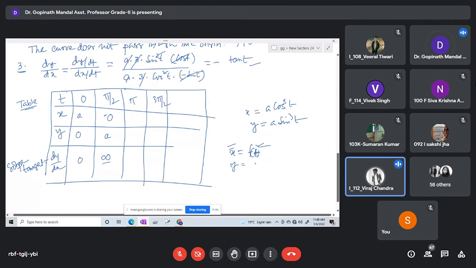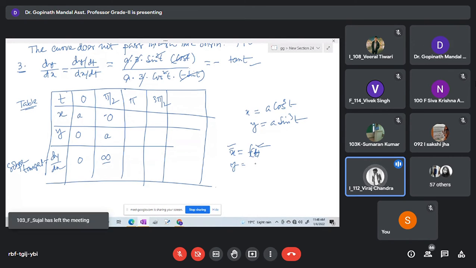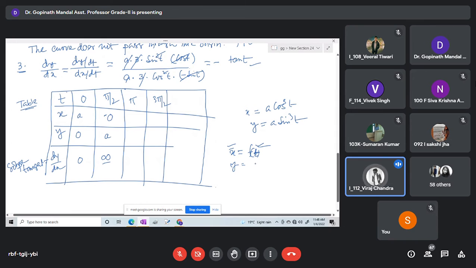Because we have a trigonometric function, we know that we have a specific set of intervals. We can take values like 0, pi by 2, pi, and like that. If we have a random function, for example, x equal to something quadratic in t, and y equal to also something cubic or quadratic in t, then we cannot decide the values of t.